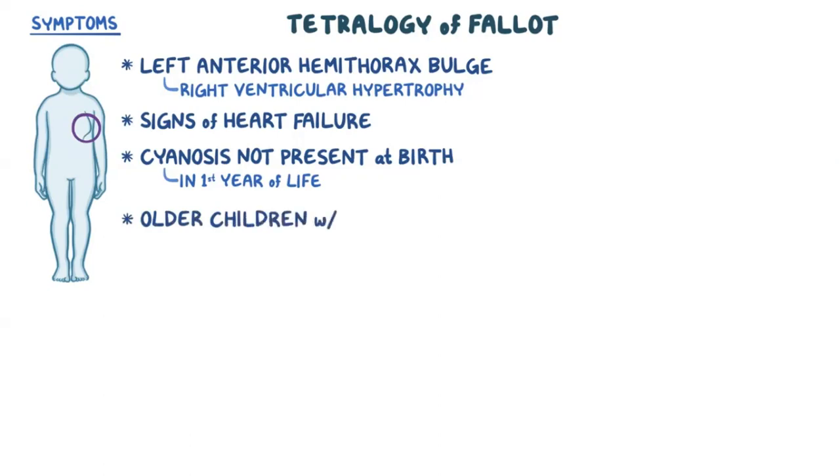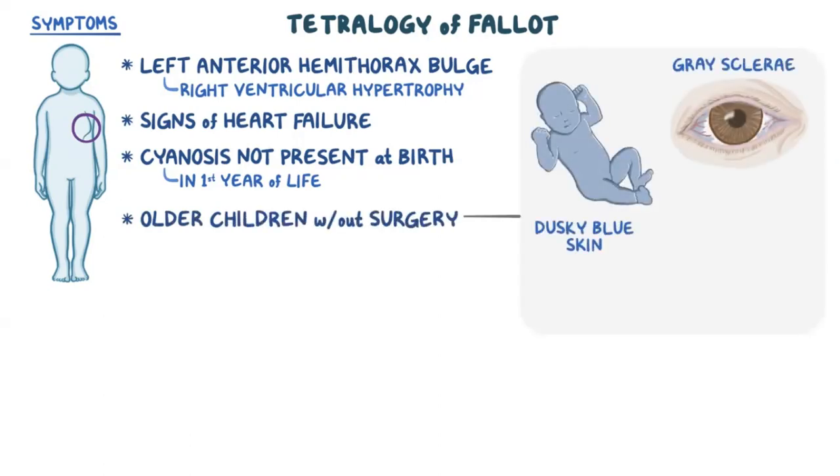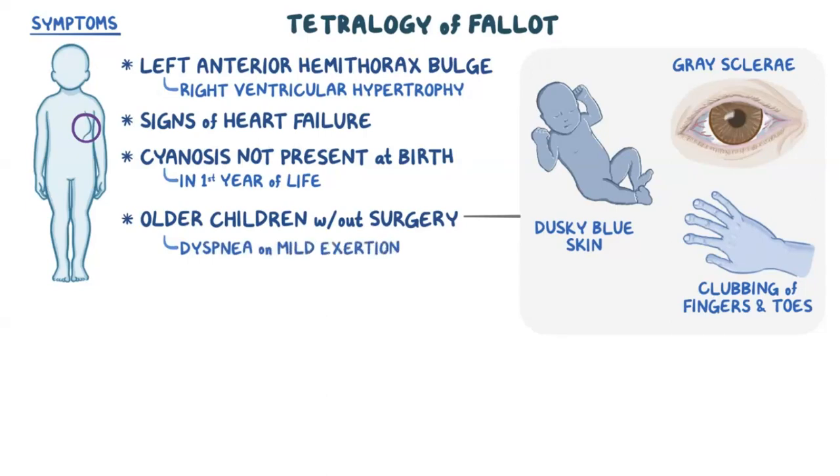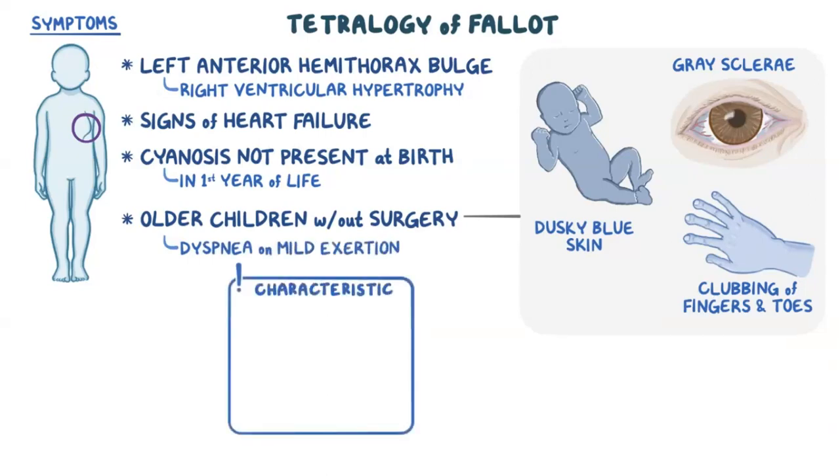Older children who have not undergone surgery may have dusky blue skin, gray sclera with engorged blood vessels, and marked clubbing of the fingers and toes. Moreover, they present with dyspnea, which occurs with mild exertion like playing. Characteristically, children often assume a squatting position for the relief of dyspnea caused by physical effort.